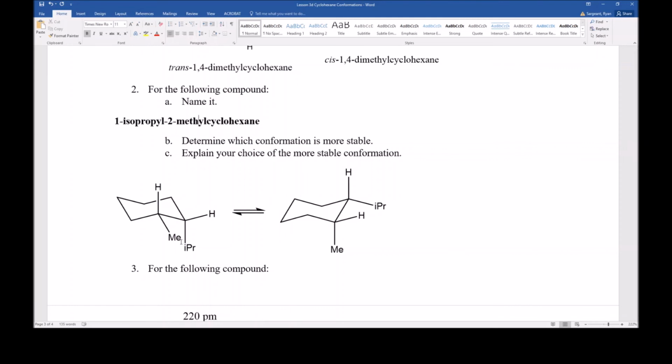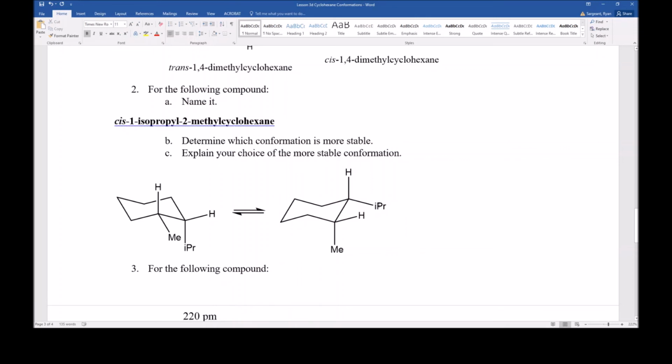So in order to determine if it's cis or trans, I look at the carbon that the methyl group is coming off, and I ask if the methyl group is up or down relative to that carbon. And the answer is it's down. Over on this carbon, the isopropyl group is also down. And if both groups are down on their respective carbons, then this is going to be a cis compound. So this right here is cis 1-isopropyl 2-methyl cyclohexane.